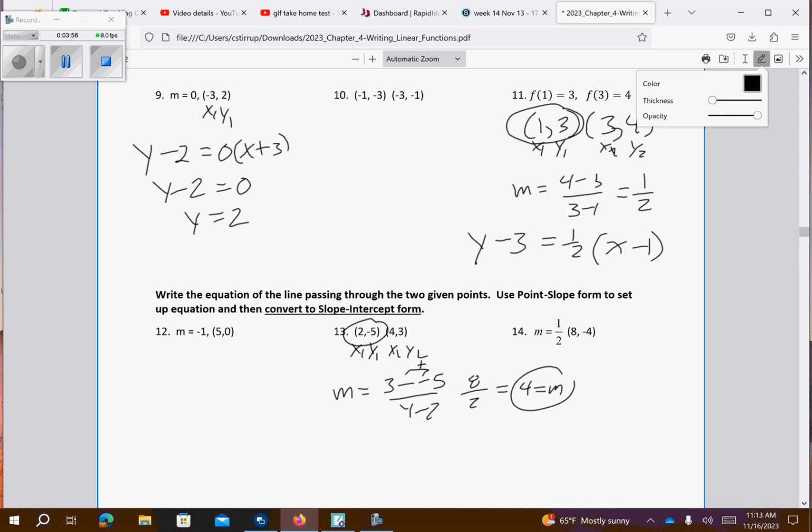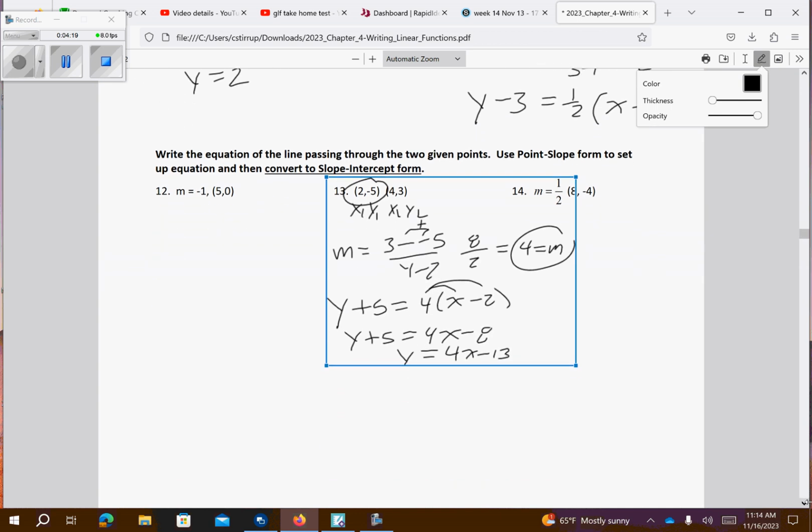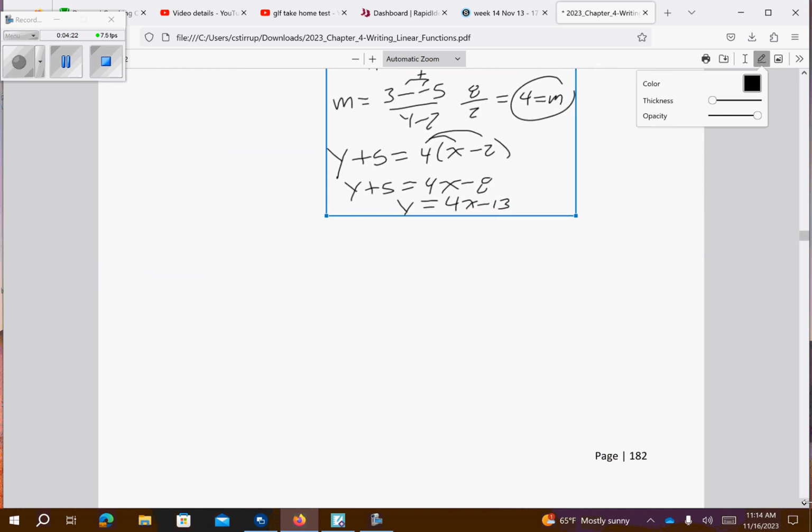I'm going to use this point here. So I'm going to plug it in. It's a minus 5, so it's plus 5 here. This is a positive 2, so it's a negative 2 down here. Now that's our point slope, but I'm going to get this to slope intercept form. So I get 4x minus 8. Subtract 5 from both sides, so I get negative 13. So that's the slope intercept form of the equation. And that's it.